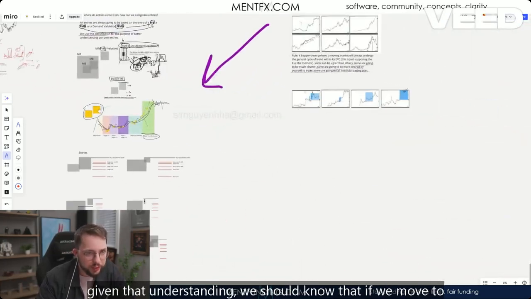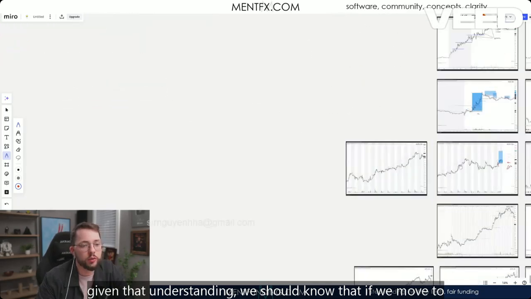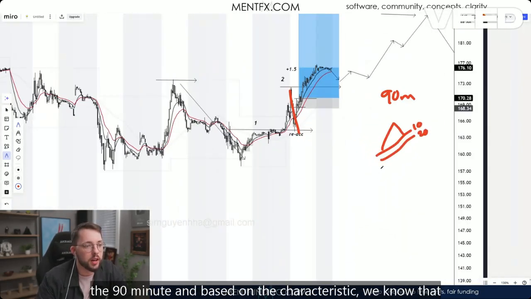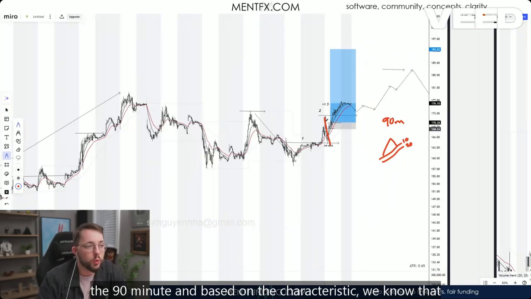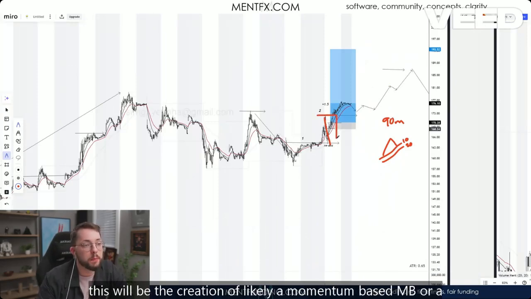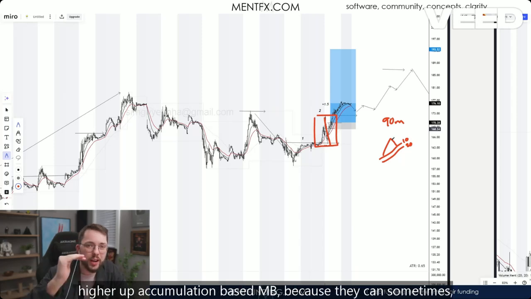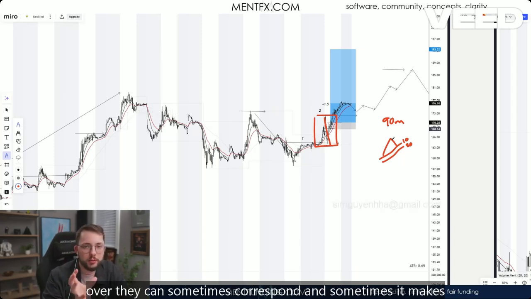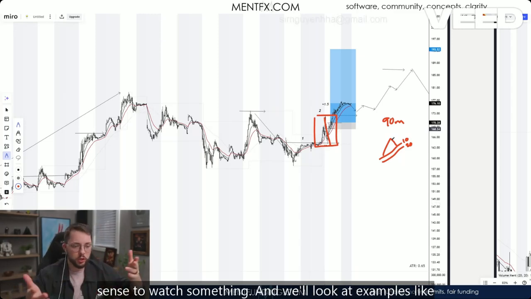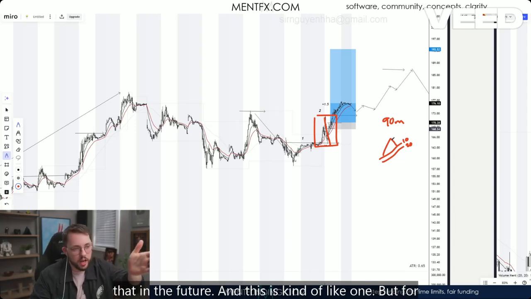So given that understanding, we should know that if we move to the 90-minute, and based on the characteristic, we know that this will be the creation of likely a momentum-based MB or a higher up accumulation-based MB, because they can sometimes correspond, and sometimes it makes sense to watch something, and we'll look at examples like that in the future, and this is kind of like one.